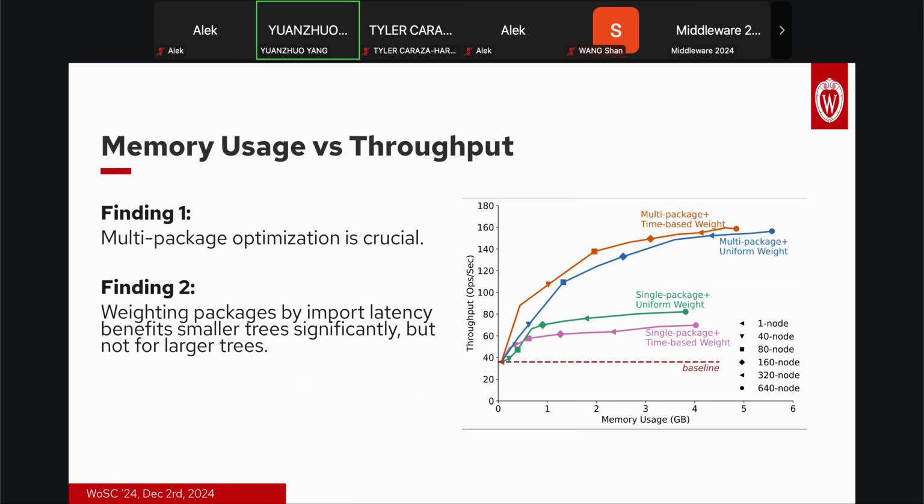First, multi-package optimization is crucial. It doubles throughput compared to single package equivalents. Second, weighting packages by import latency benefits smaller trees efficiently, but the impact diminishes for larger trees.